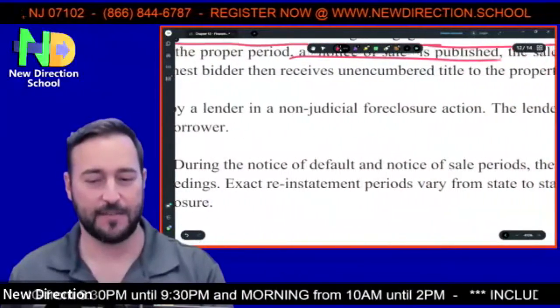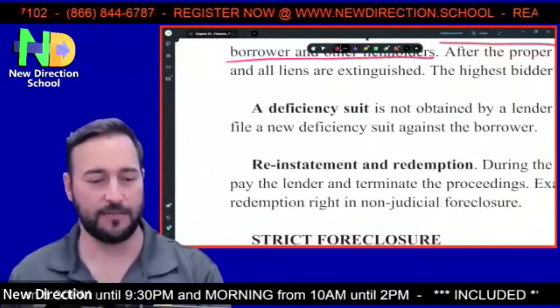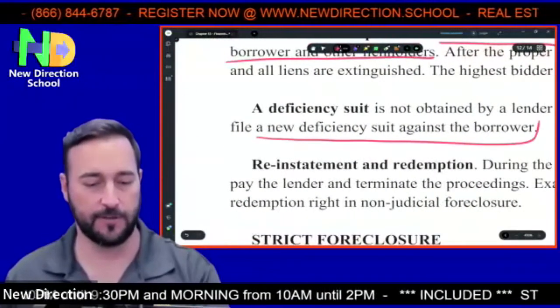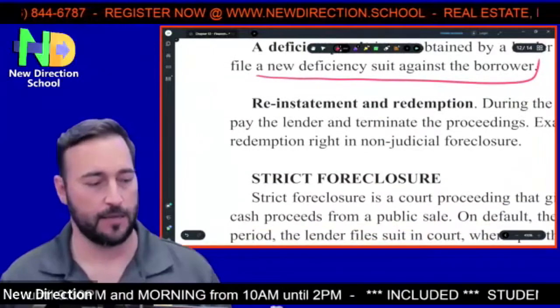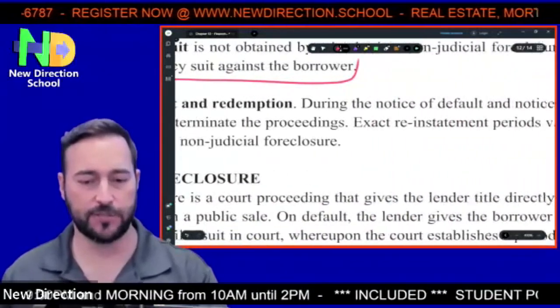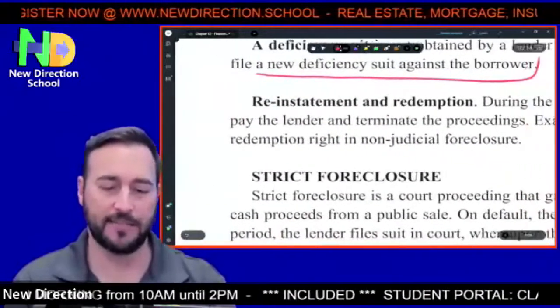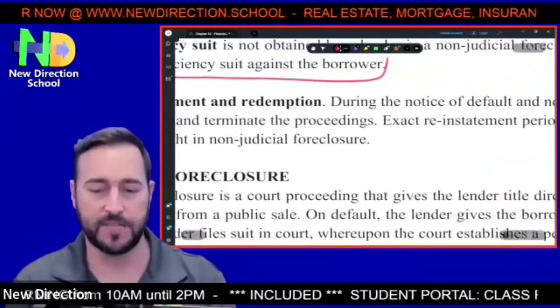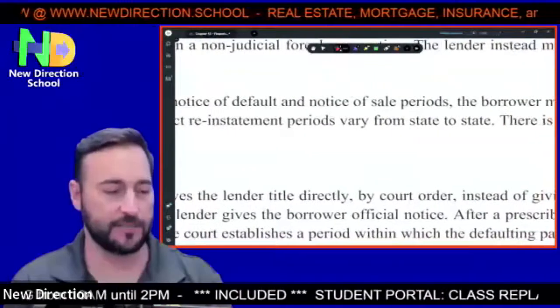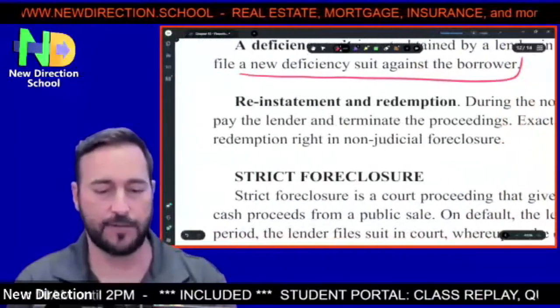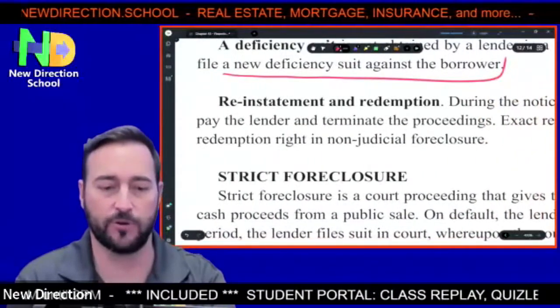So the lender instead must file a new deficiency suit against the borrower. As far as reinstatement and redemption, during the notice of default and notice of sale periods, the borrower may pay the lender and terminate the proceedings. The exact reinstatement periods vary from state to state, and there is no redemption right in a non-judicial foreclosure.